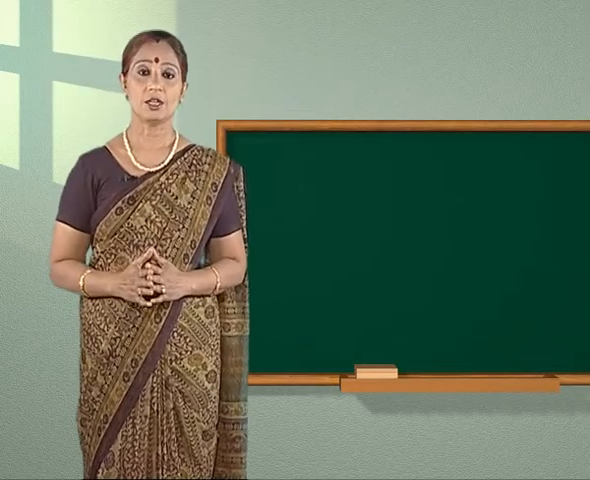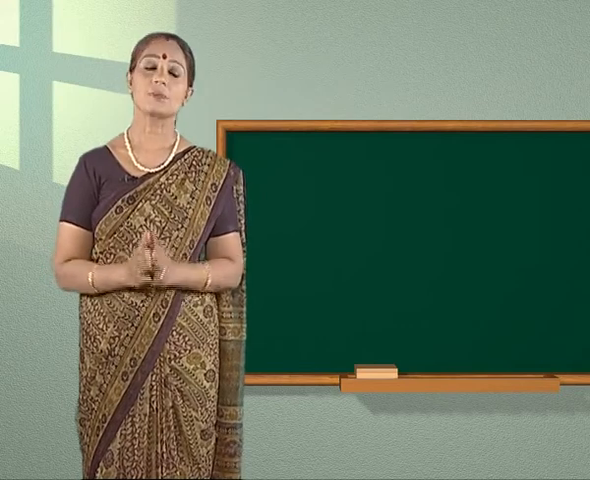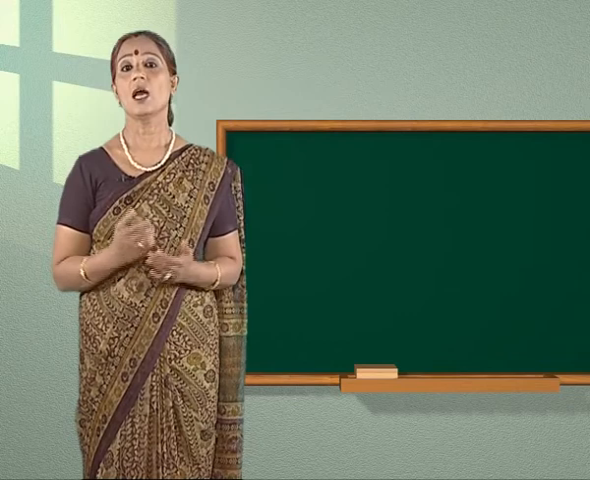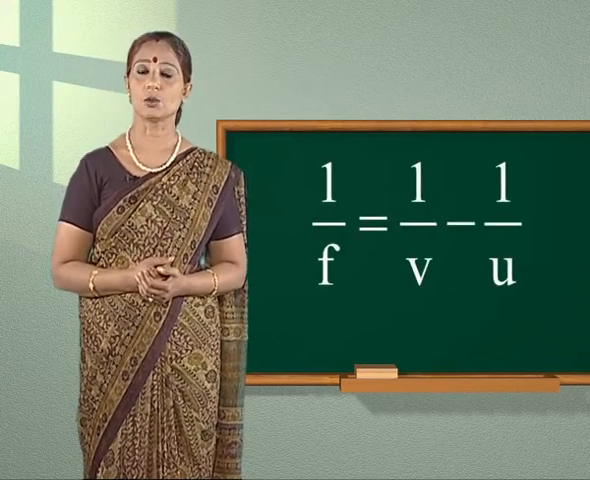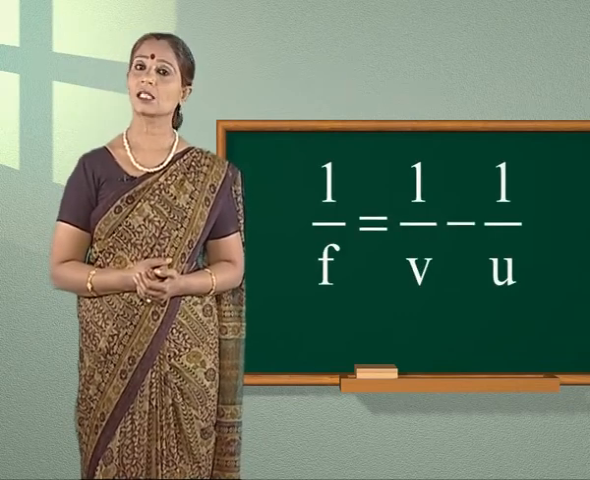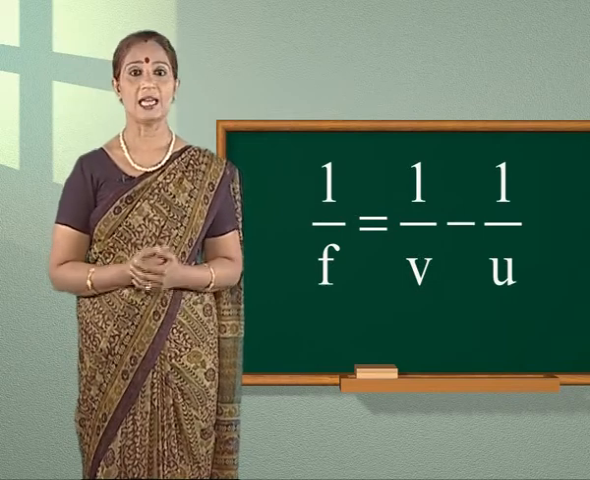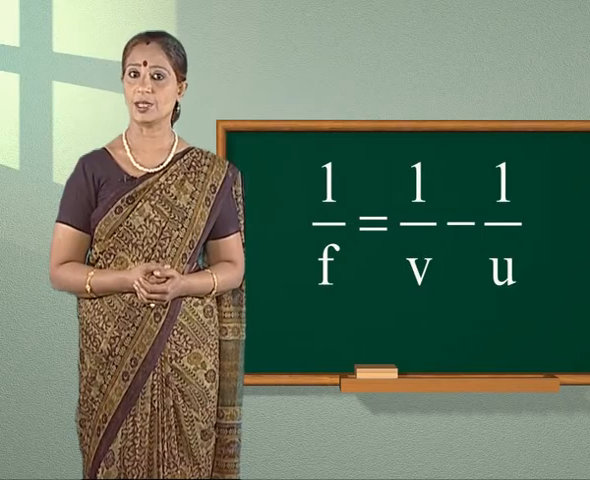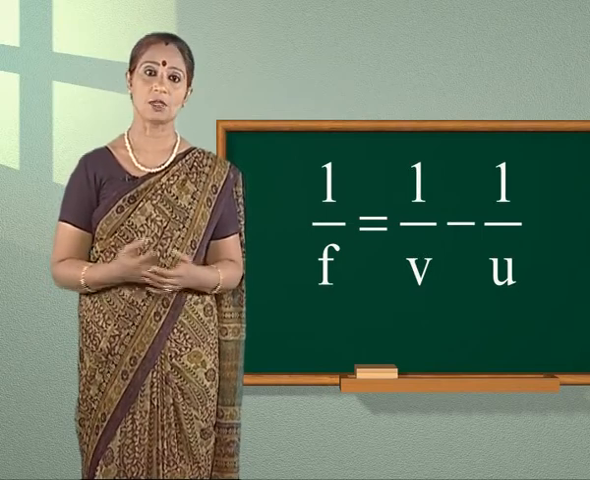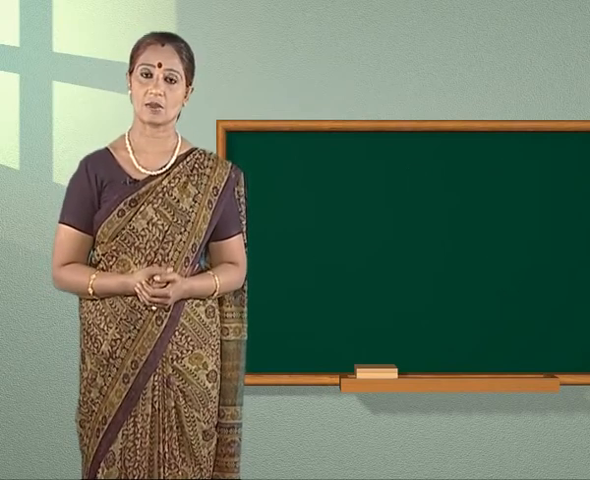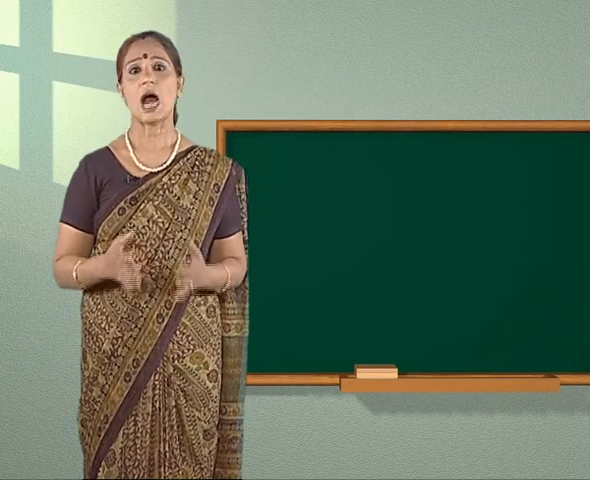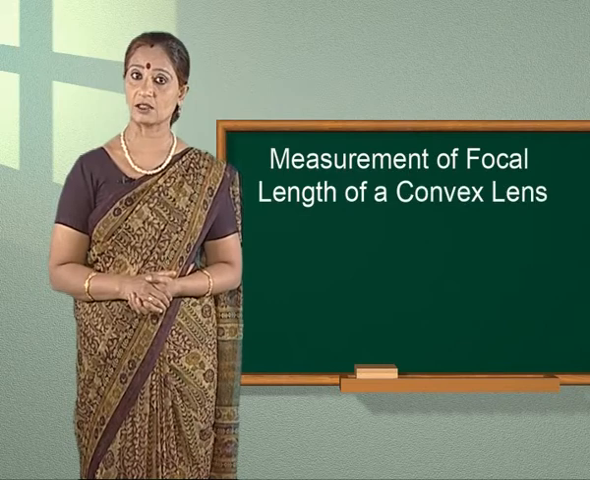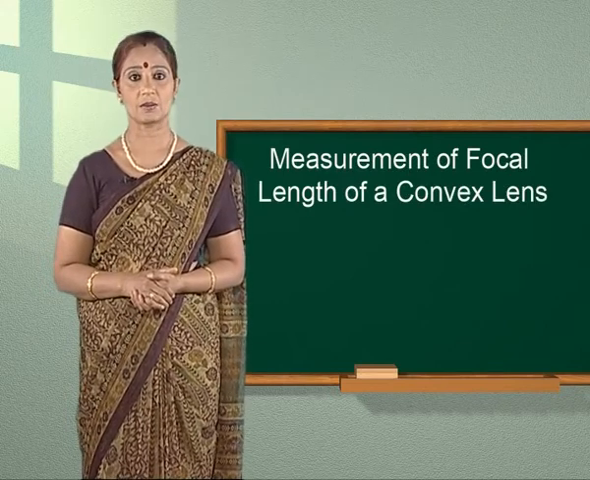For the measurement of focal length f, we use the lens formula, that is 1/f = 1/v - 1/u, where u and v are the distances of object and image from the lens respectively. Do you know how we can measure the focal length of a convex lens in school laboratory?